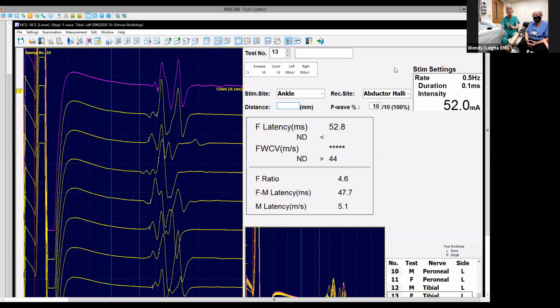And that one is extensor digitorum brevis, which is innervated by the peroneal nerve. In a way, the peroneal nerve has only one muscle, and when you stimulate the peroneal nerve, the F wave has to come back to that muscle. But when you stimulate the tibial nerve, the F wave can come back to any other muscles except for the EDB. And that's why the tibial nerve is good, and the F wave is bad for the peroneal nerve.